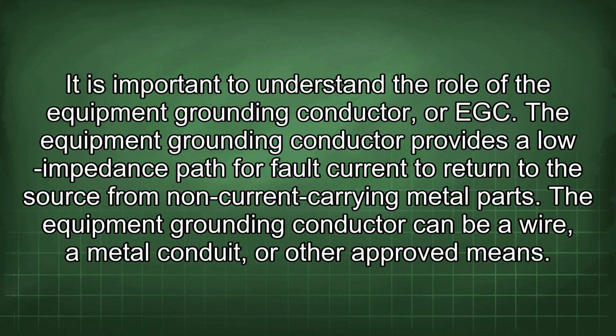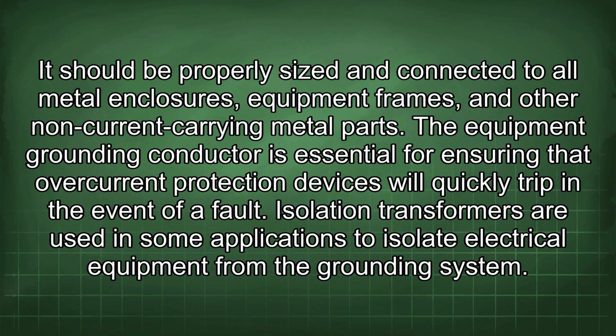It is important to understand the role of the equipment grounding conductor, or EGC. The equipment grounding conductor provides a low impedance path for fault current to return to the source from non-current carrying metal parts. The equipment grounding conductor can be a wire, a metal conduit, or other approved means. It should be properly sized and connected to all metal enclosures, equipment frames, and other non-current carrying metal parts.